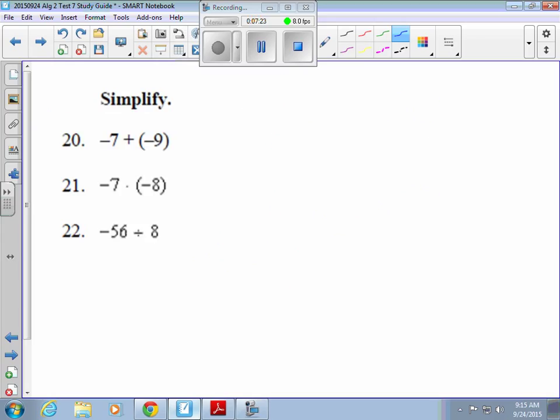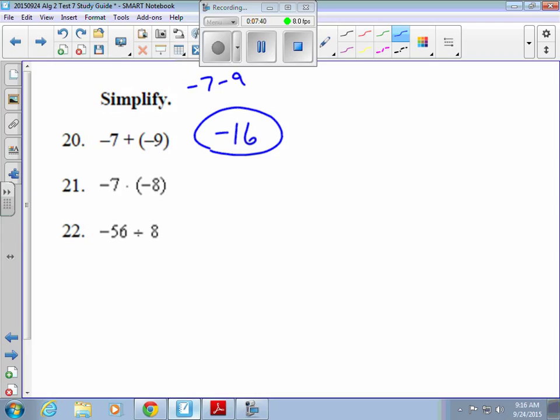Number 20, 21, and 22 tell you to just simplify. Negative 7 plus a negative 9. Same signs, you add them up. 7 and 9 is 16. Keep the common sign, negative. Remember, plus a negative is the same thing as minus. Negative 7 minus 9, you get the same thing.